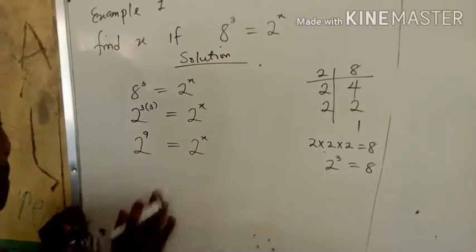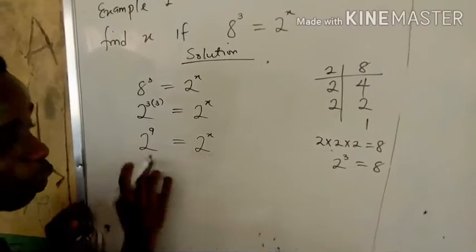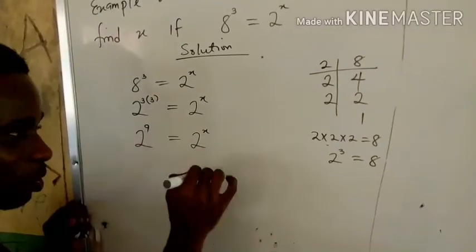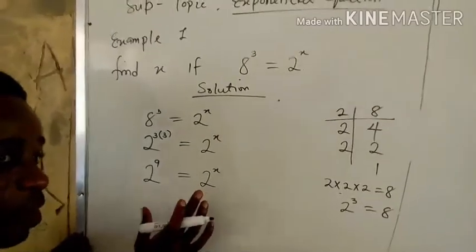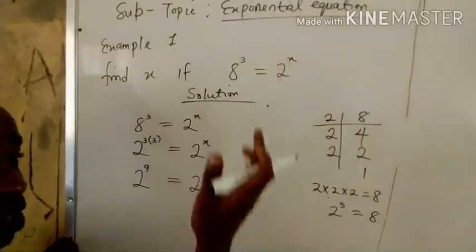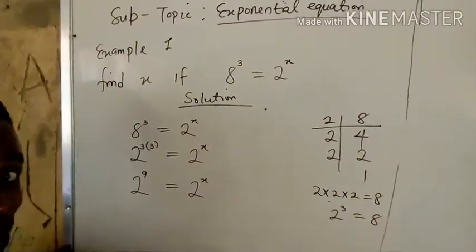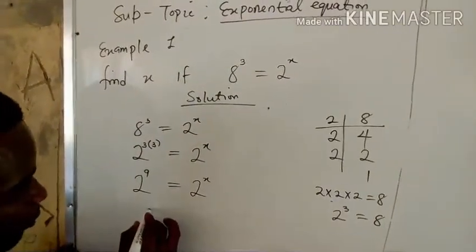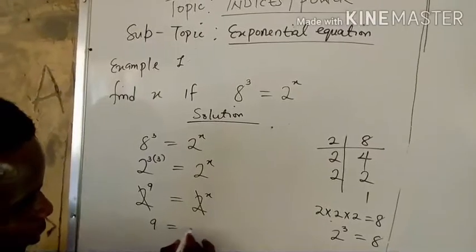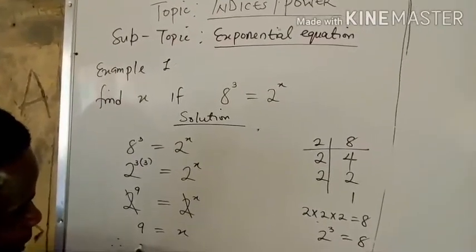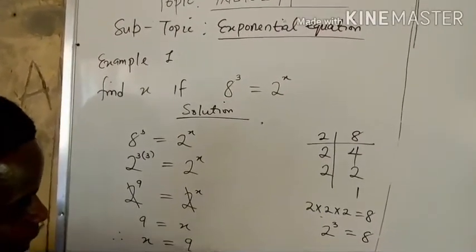So the base are equal, right? And in between the base you have an equal sign. So that's when you cancel. But if you have any other sign, you don't need to cancel. You apply the indices law that we treated previously. So this will cancel this. You have 9 equal to x, therefore x is equal to 9.